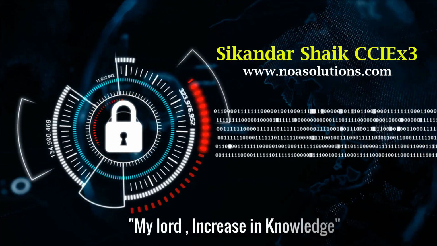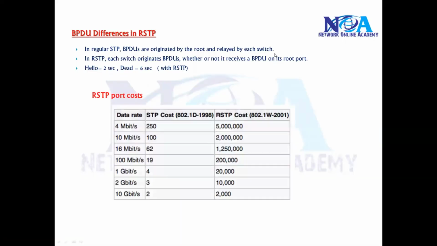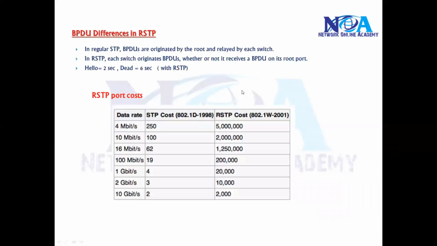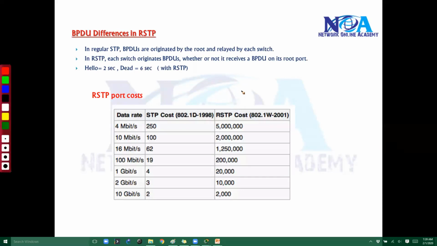And one more difference I already explained here, like the BPDU differences. Like I said, in the STP, the root bridge will send the BPDUs and the other switches will simply propagate. But whereas in RSTP, every switch will originate the BPDU messages. So whether or not it receives the BPDU on its root port, it will send.